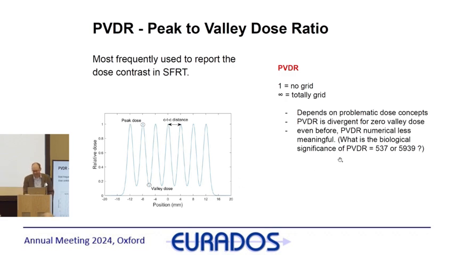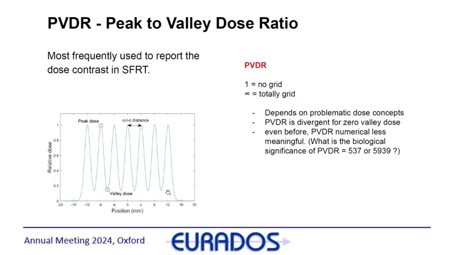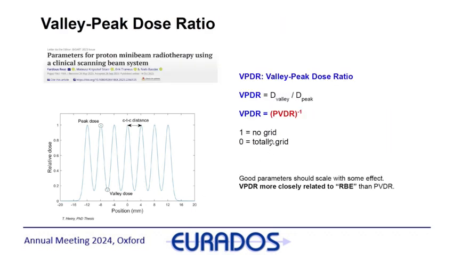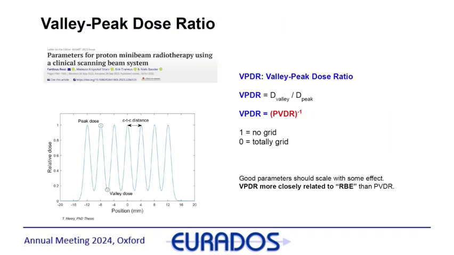But this is a number which is wildly fluctuating for something which probably has no biological impact, whether the dose is 0 or close to 0 and so on. The fix is very easy. Take the inverse, the valley-to-peak dose ratio, and then you have something: a number 1, which is no grid, and 0 if it's totally grid, and that is a smoothly varying function. However, this is rarely used. The community sticks to PVDR all the time and reports these crazy numbers if the valley dose is 0.